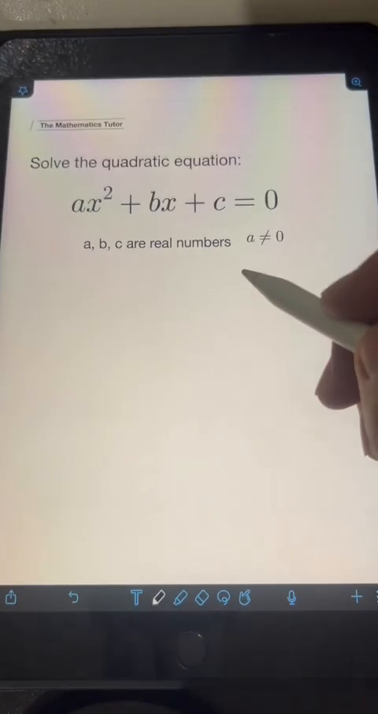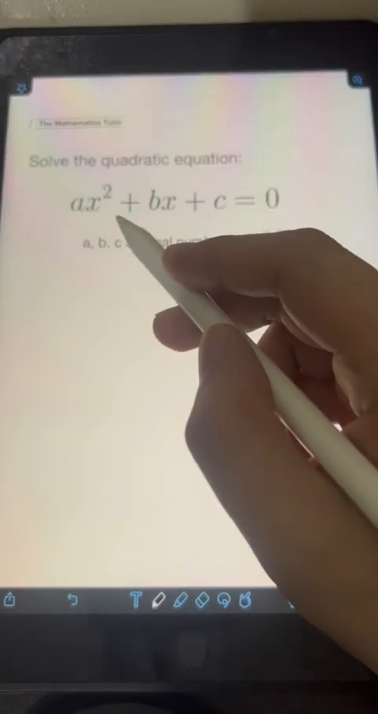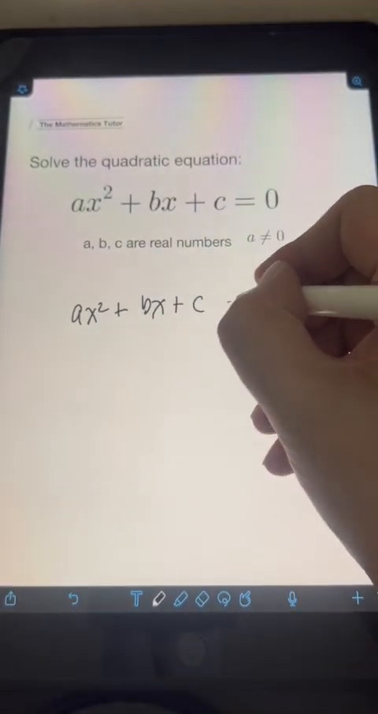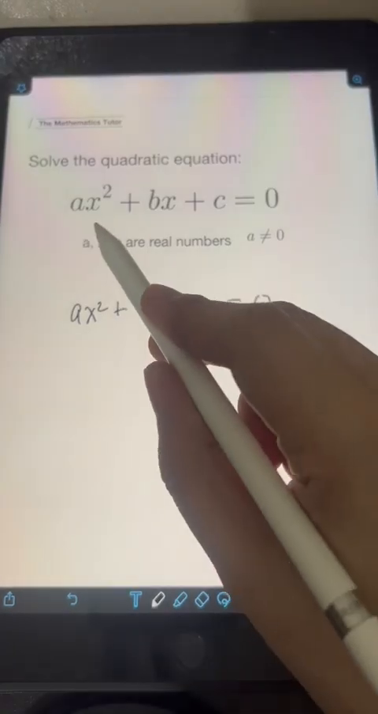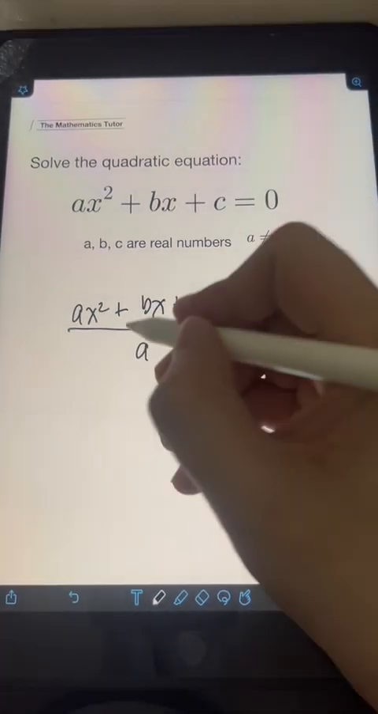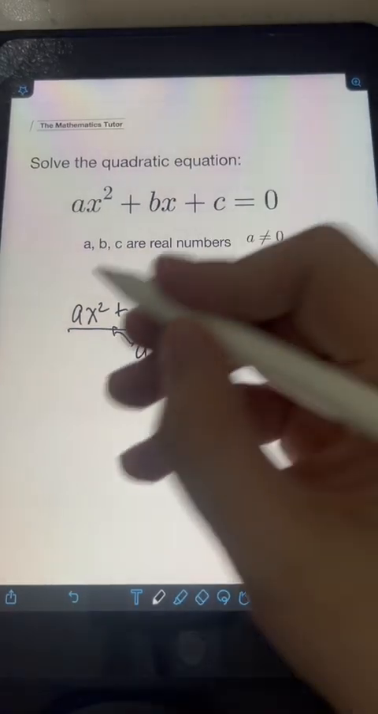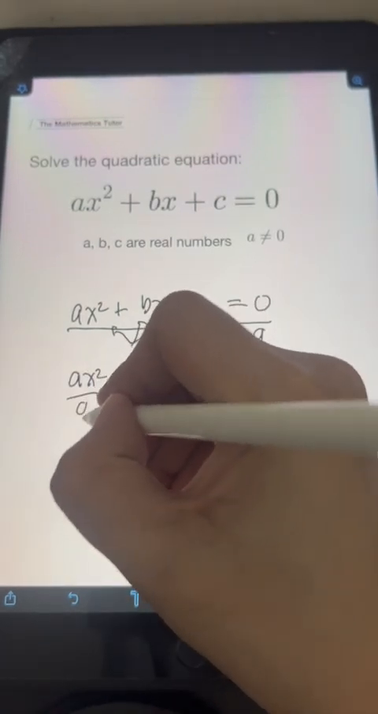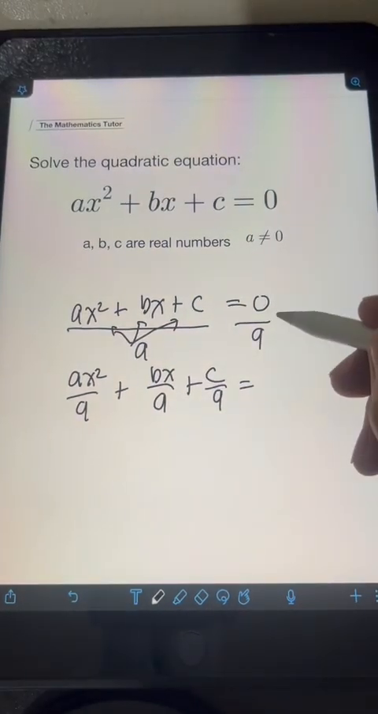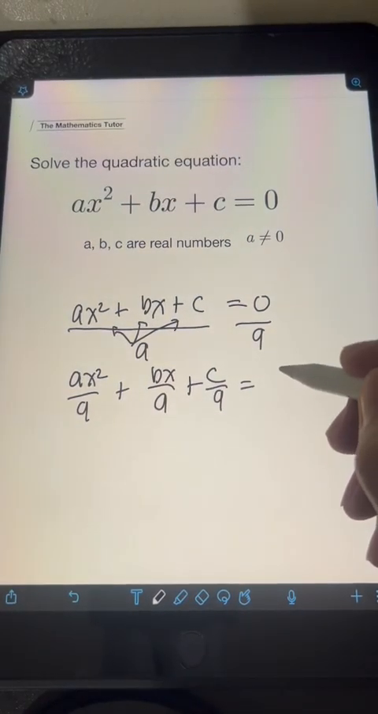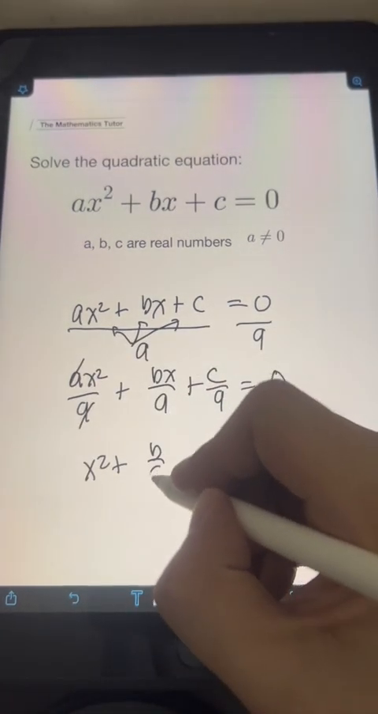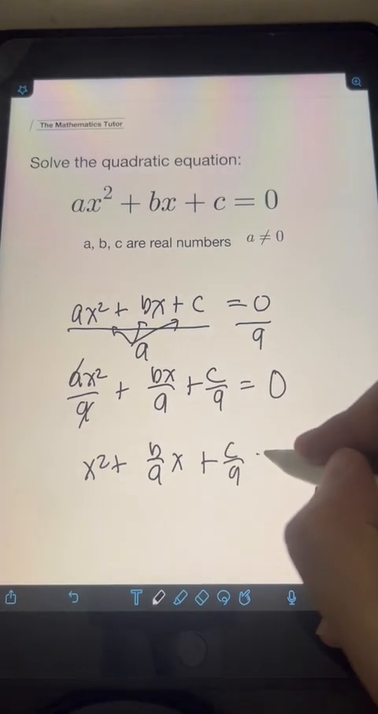So the first step is we need to eliminate the coefficient of the x squared term, which is a. So we have ax squared plus bx plus c equals 0. To eliminate the a as the coefficient of x squared, we can divide both sides by a. Distributing this a to every term, we have ax squared over a plus bx over a plus c over a is equal to 0 over a, which is just 0. Cancelling a here, we have x squared plus b over a times x plus c over a is equal to 0.